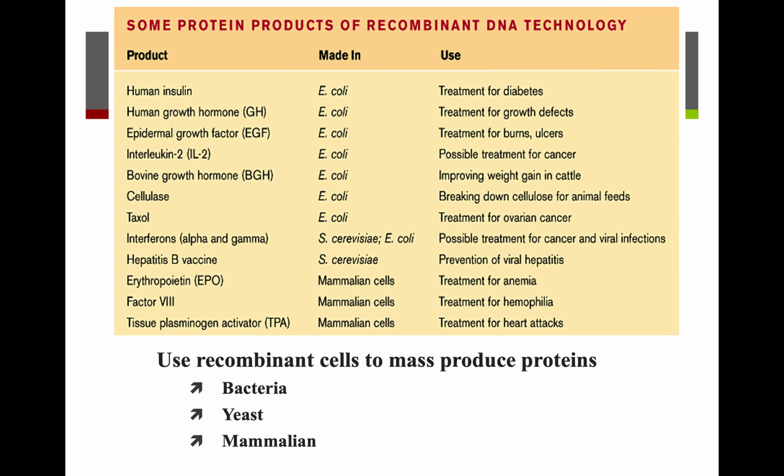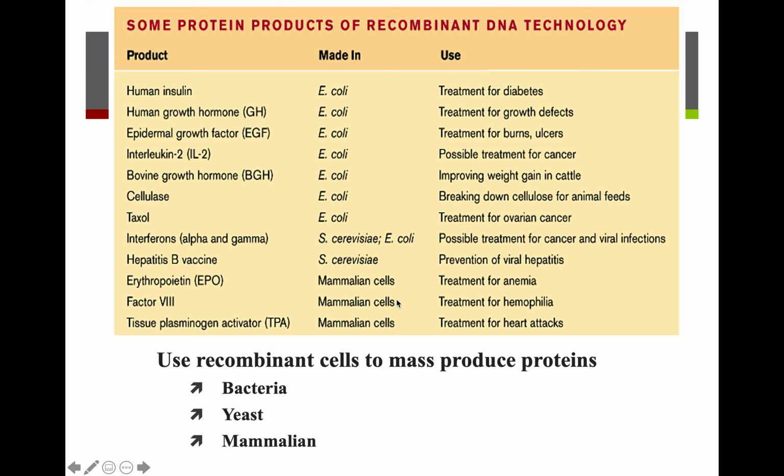As an example, these are some of the protein products of recombinant DNA technology. We have human insulin here, which is very famous. It was first made in E. coli, and of course, the treatment is for diabetes and a whole lot more. And as you can see, all of the products here are from eukaryote human cells, and they are made in E. coli.